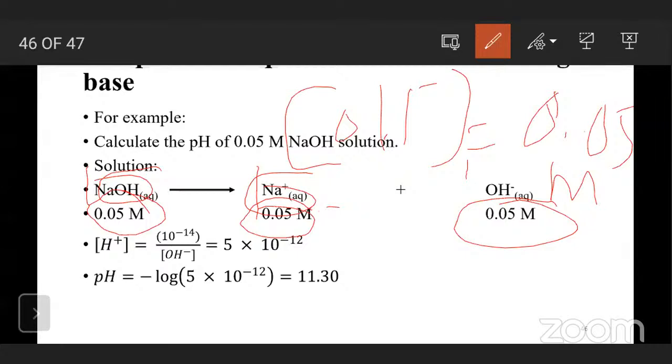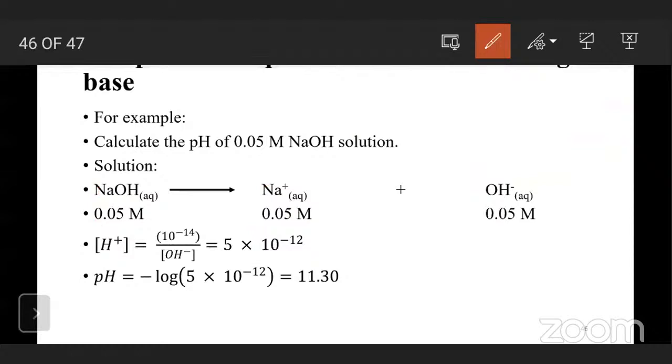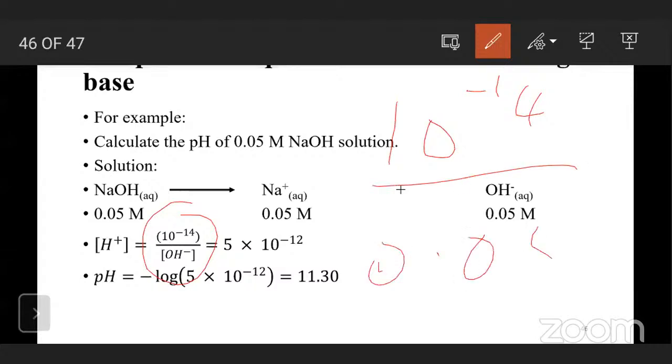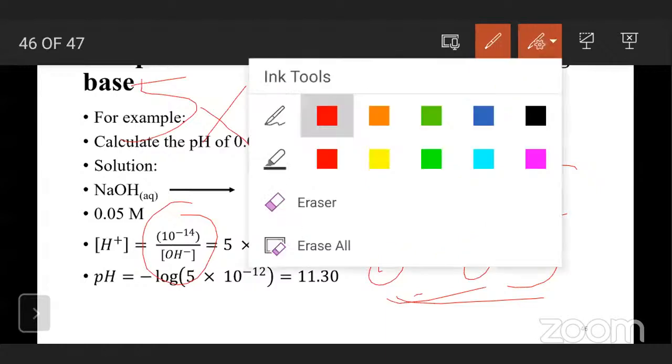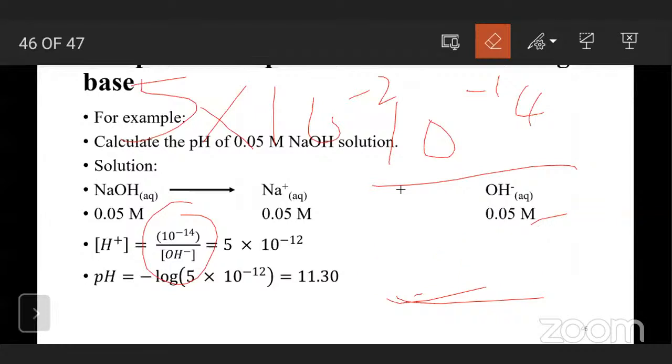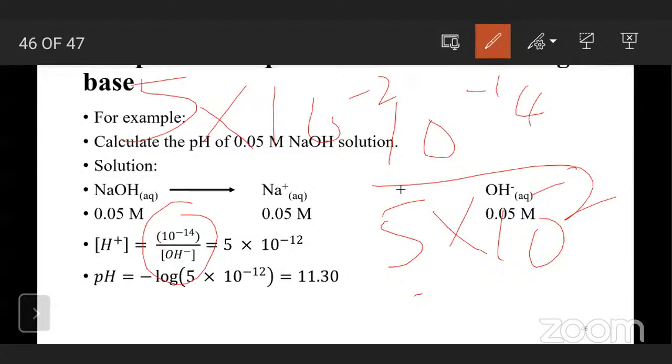Put 0.05 molar into this expression that you have, this one. Then you have 10 raised to the power minus 14 divided by 0.05. Just remember that this 0.05 is the same thing as 5 times 10 raised to the power minus 2. So instead of writing 0.05, you can as well put there 5 times 10 raised to power minus 2. Okay?